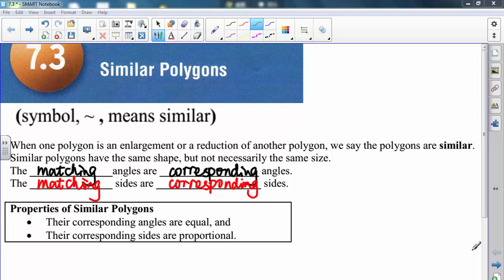In 7.1 and 7.2, we have learned the scale diagram. A scale diagram can be a reduction or an enlargement of the original diagram. Based on what we have learned in 7.1 and 7.2, we have already realized that the scale diagram is similar to the original diagram. What's the meaning of similar?